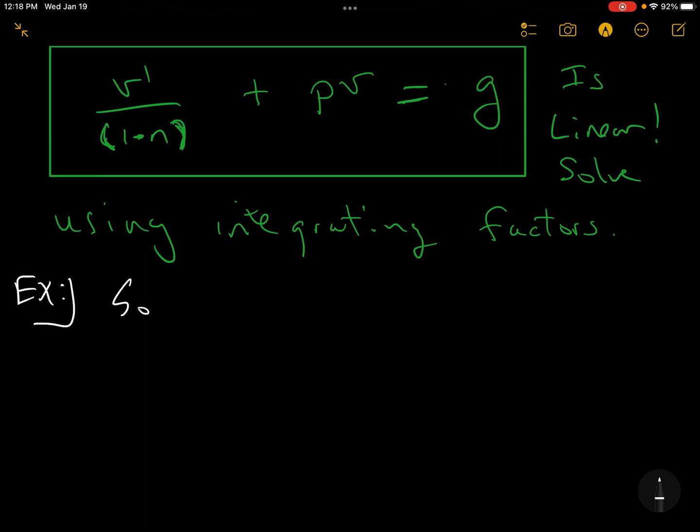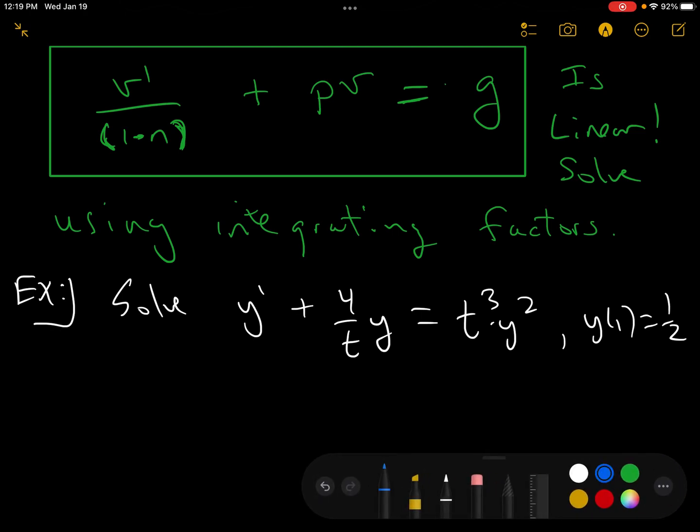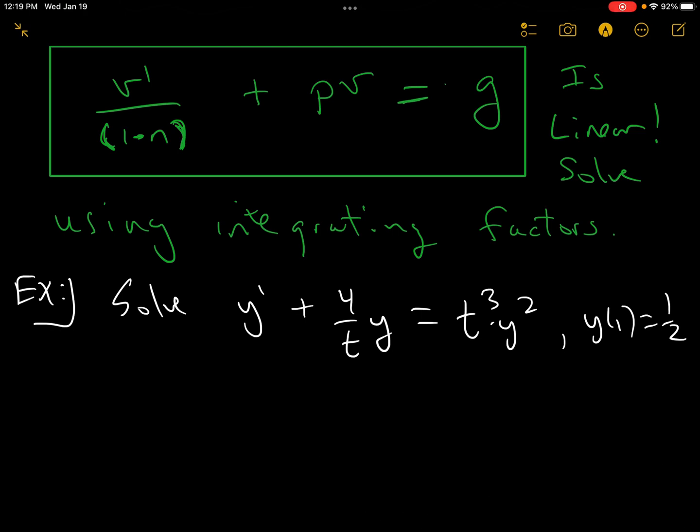Okay, we're solving y prime plus 4 over t y equals t cubed y squared, and y(1) is a half. So this is an IVP. Now notice this is y prime plus p y equals g y to the n, right? So p is 4 over t, g is t cubed, and y to the n is y squared. So n equals 2.